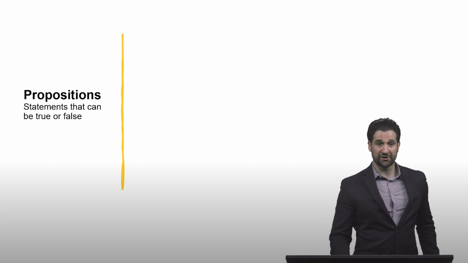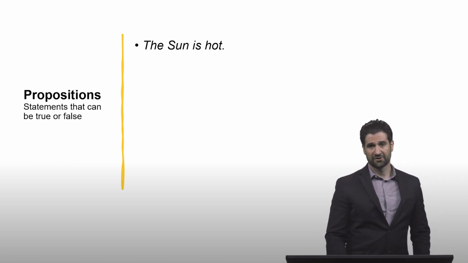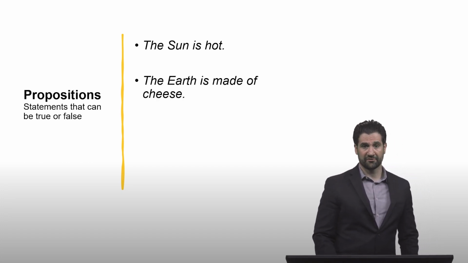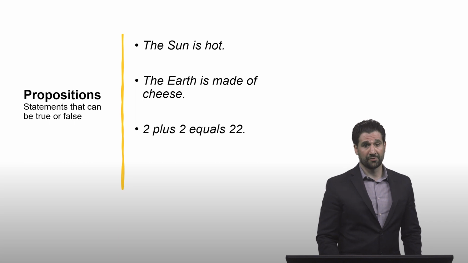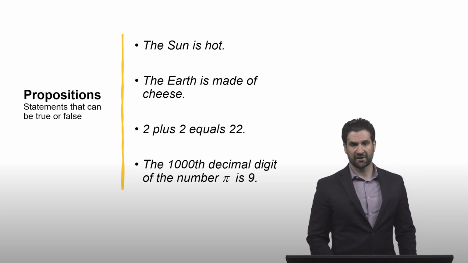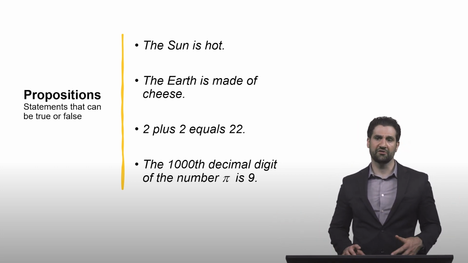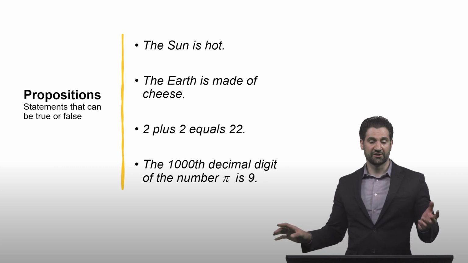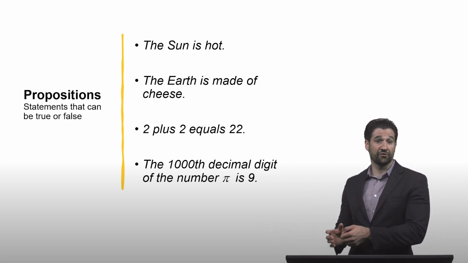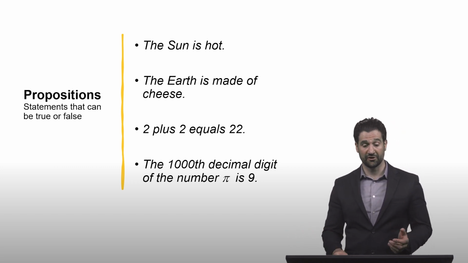So first, a proposition is simply a statement that could be either true or false. So here are some examples. The sun is hot. The earth is made of cheese. 2 plus 2 equals 22. And the 1,000th decimal place of the digit pi is 9. So whether any of these statements is true or false, it doesn't matter. It's that they can be either true or false, one or the other. Very straightforward. That's what a proposition is.